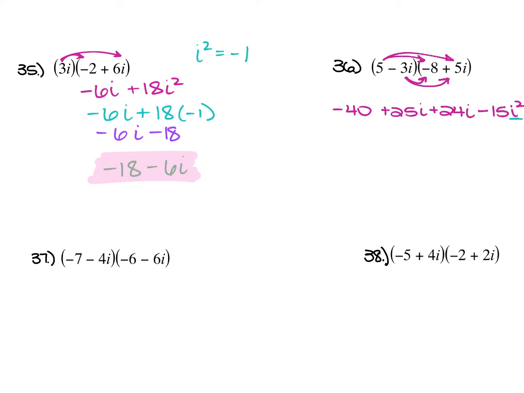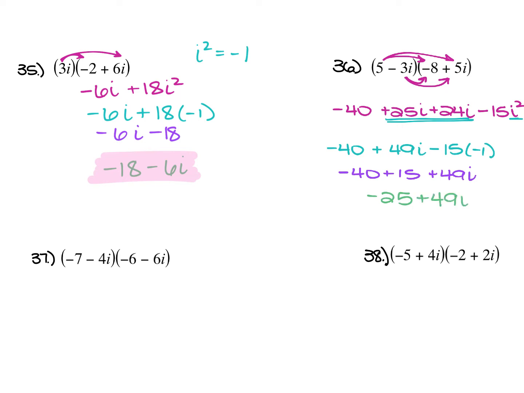Once again, we change that i squared to be negative 1. We also are going to combine like terms with the 25i and the 24i. So this is going to leave us with negative 40 plus 49i minus 15 times negative 1. The negative 15 times negative 1 is positive 15, so we're going to combine that with the negative 40. So the negative 40 plus 15 gives us negative 25. So this is just negative 25 plus 49i.